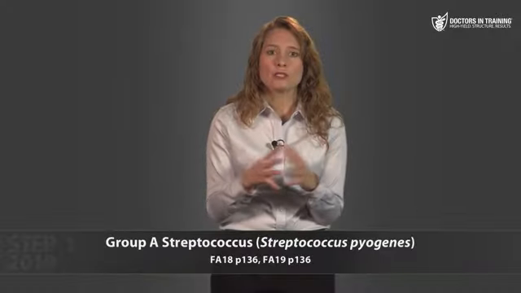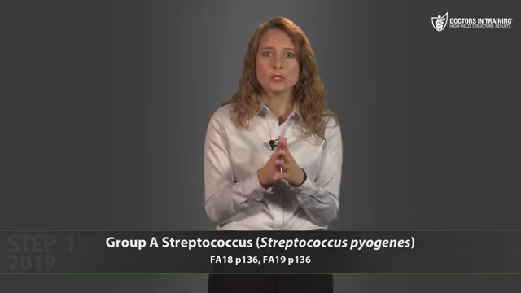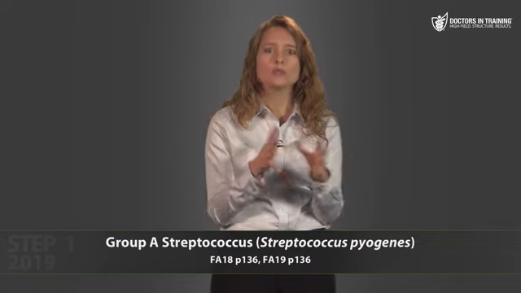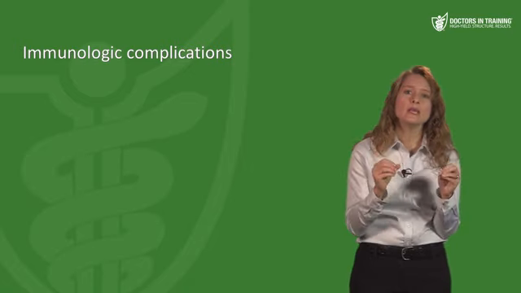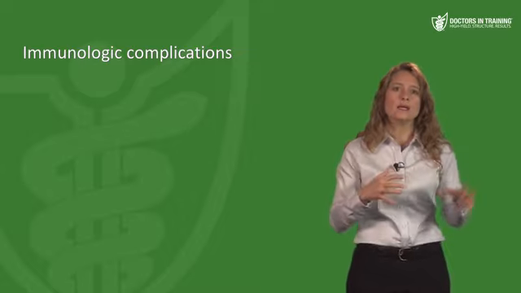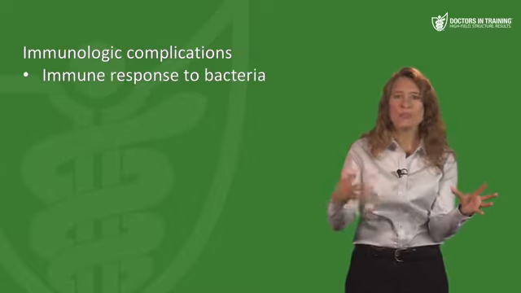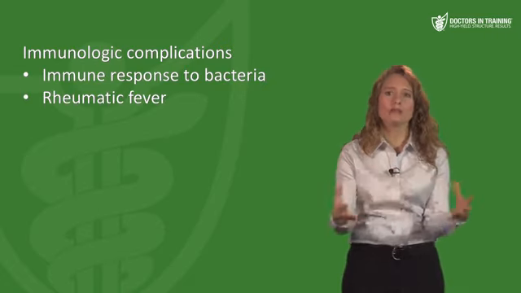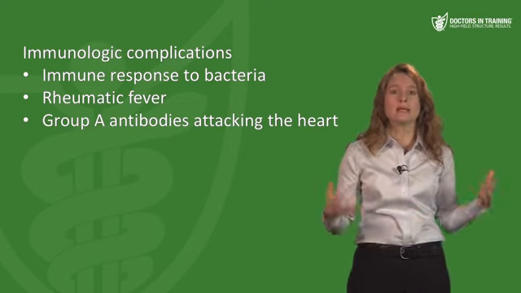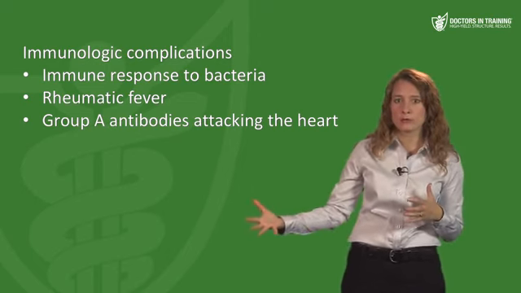Let's finish our Group A strep discussion by talking about its immunological complications. You're going to see this information again in the course, but this is one of those topics that you may want to review a couple of times. Remember that in the immunological complications, tissue destruction is not due to the bacteria itself, but rather due to the body's immune response to the bacteria. So in rheumatic fever, you have Group A antibodies attacking the heart, probably because there are antigens in the heart tissue that resemble those of Group A strep.